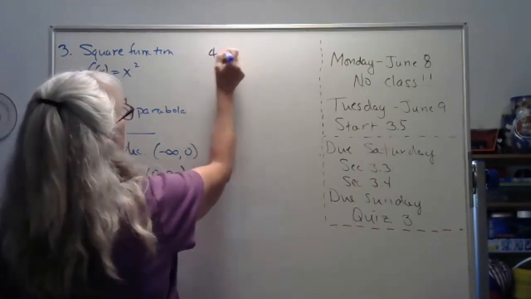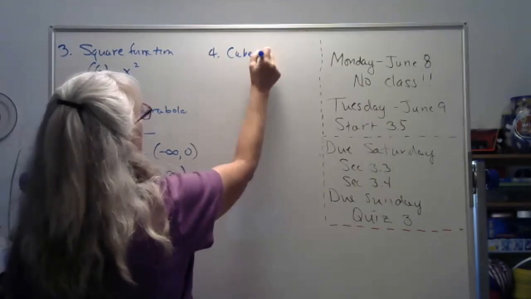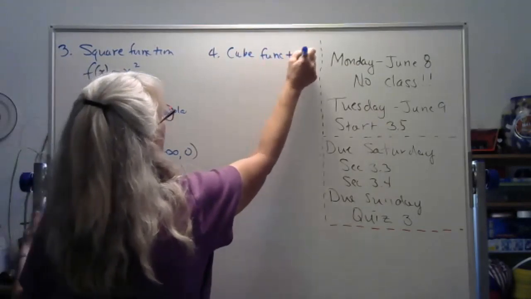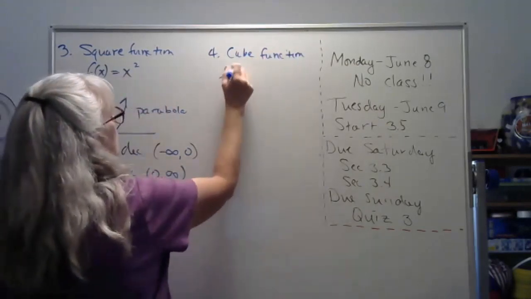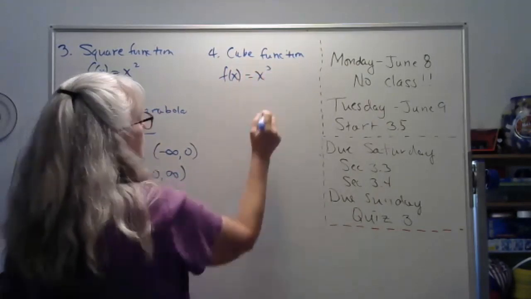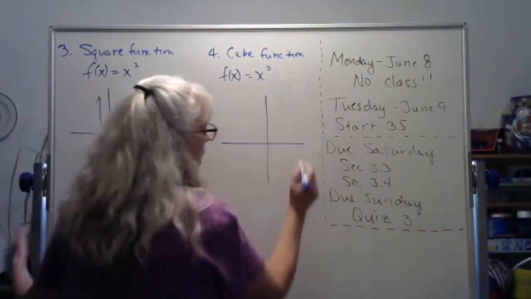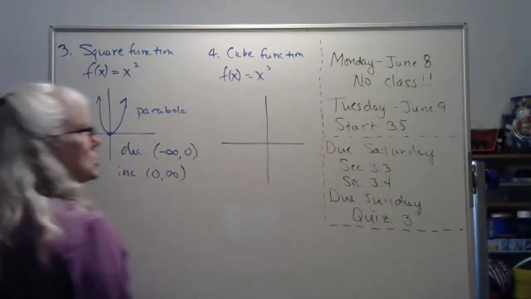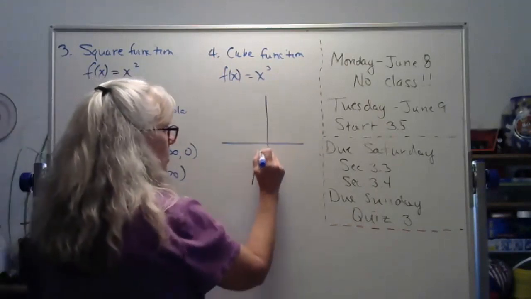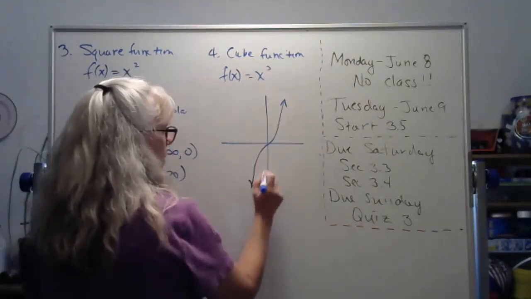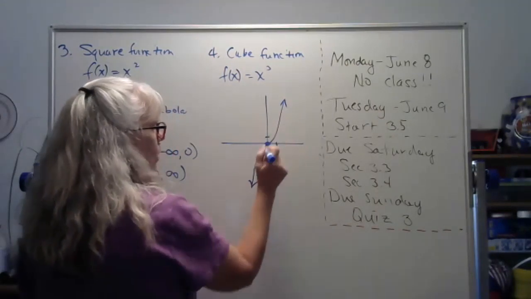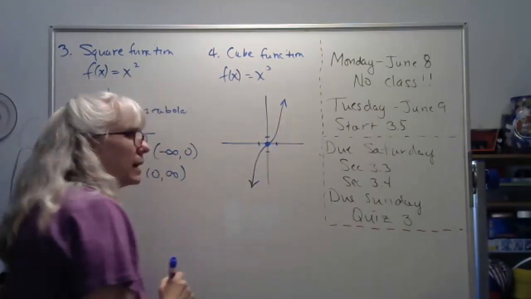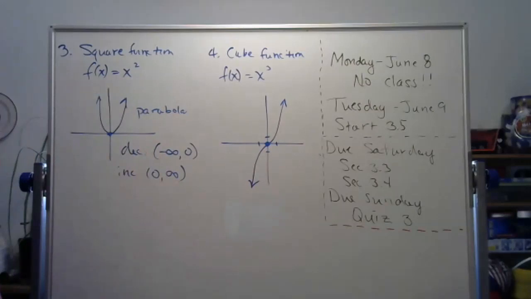Number 4 would be the cube function. So that would be f of x equals x to the third. You could actually plot any of these by hand by just plugging in values for x and y: -2, -1, 0, 1. This one ends up looking like this. It goes through the origin. You've got a point at 1, 1. You've got a point at -1, -1. It's a nice, smooth, continuous curve.